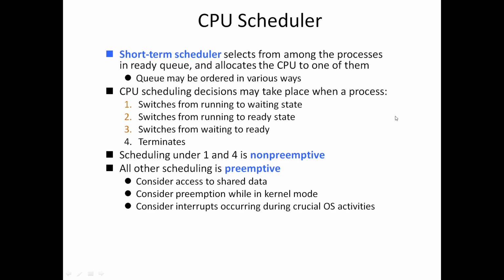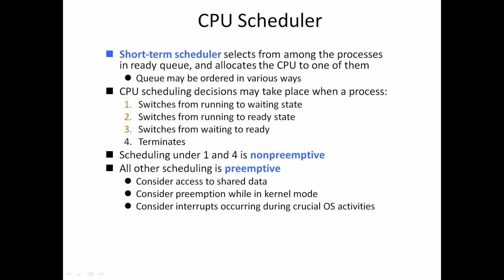Now we will move into the CPU scheduler. We know that we have three different types of schedulers we use in an operating system. One is a short-term scheduler, second is a long-term scheduler, and the third is a medium-term scheduler. The other name for the CPU scheduler is short-term scheduler. The short-term scheduler selects a process from among the processes in the ready queue. When we want to execute any process, that process is available in the ready queue. The CPU scheduler picks the process from the ready queue, then allocates the CPU to one among them.